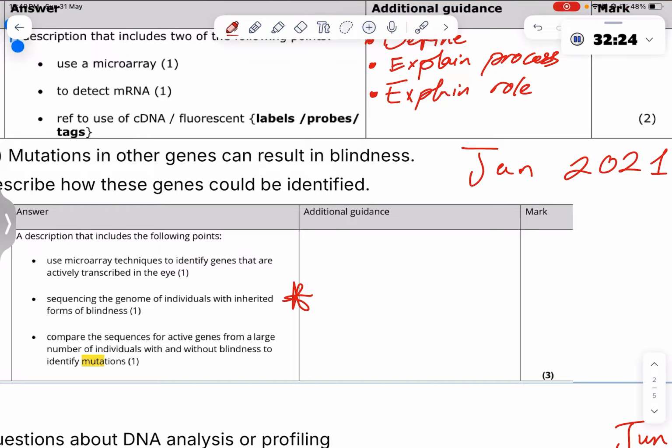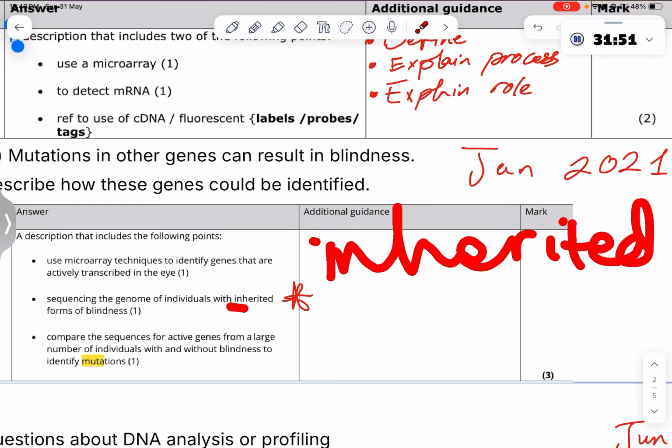So here it was the first time to ask about the sequencing of genomes of individuals with inherited forms of blindness. Sequencing meaning that you identify the base sequence. But basically, it's better to write sequencing of genome. So sequencing of the genome of individuals with inherited forms of blindness, meaning that you just line up their order, or you identify the order of bases in the people who inherited the blindness.